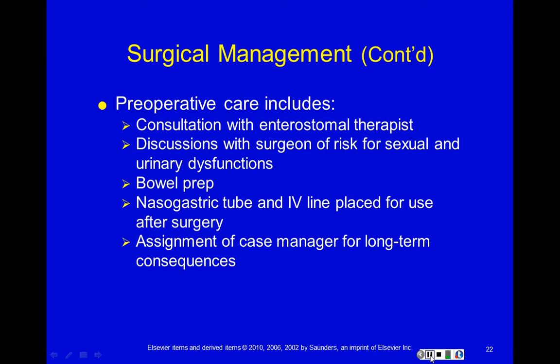Nasogastric tubes are used because after surgery the patient can build up a lot of gas, and that abdominal distension is very uncomfortable for the patient. So the nasogastric tube is there as a means of providing decompression, and it also helps to eliminate any buildup of gastric acids. The person may also be assigned to a case manager for long-term consequences.